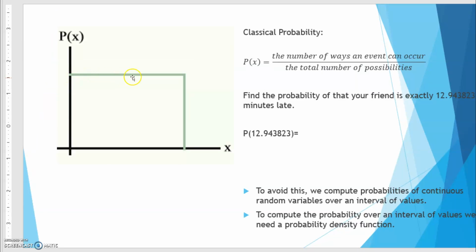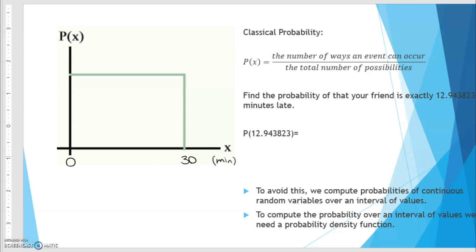So this is what your uniform distribution will look like. It'll look like a box or a rectangle. Okay, if we went back to classical probability, the probability of x would be the number of ways event x can occur divided by the total number of possibilities. Okay, so find the probability that your friend is exactly 12.943823 minutes late. Say this went from 0 minutes, they arrived on time, to 30 minutes late. So these are all in minutes.